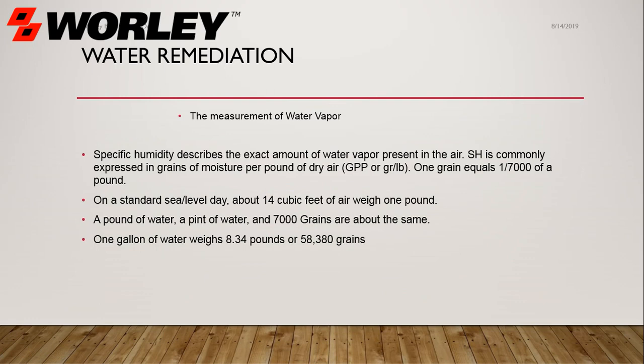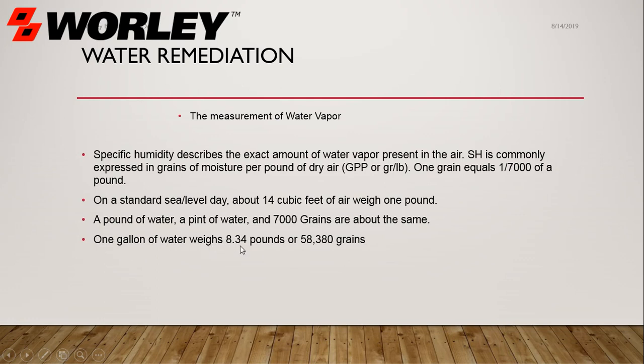The measurement of water vapor. So specific humidity describes the exact amount of water vapor present in the air. Specific humidity is commonly expressed in grains of moisture per pound of dry air, GPP or GR pounds. 1 grain equals about 1/7,000th of a pound. Standard sea level day, about 14 cubic feet of air weigh 1 pound. A pound of water, or a pint of water, is about 7,000 grains, all about the same.